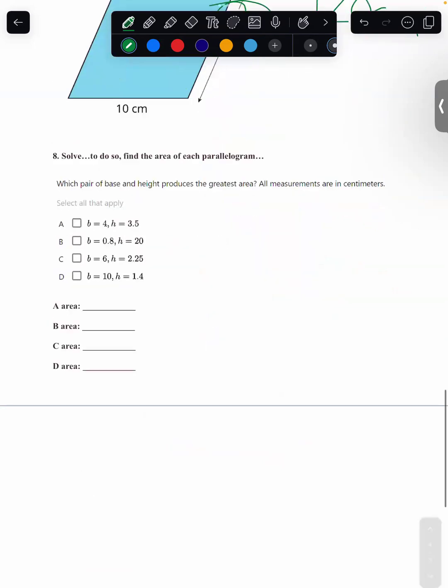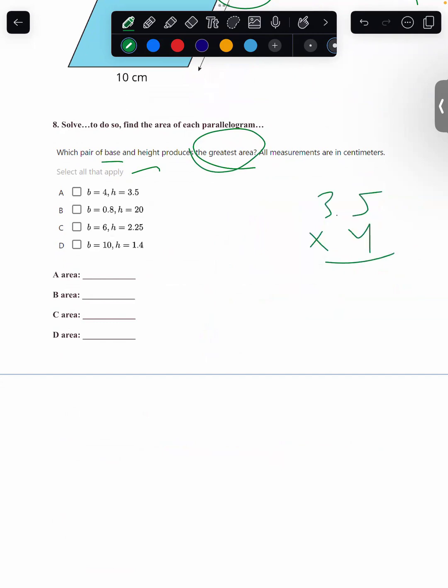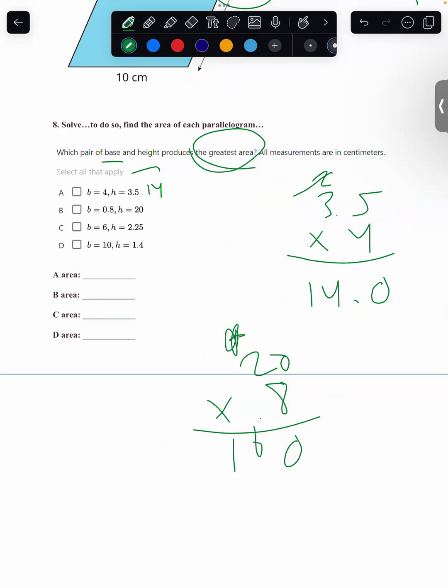Okay, and then number 8. All right, so if we have a base and a height here, which produces the greatest area, with measurements in centimeters. Okay, so here you need to do the multiplication. So 3.5 times 4. All right, so that's going to be 14. All right, then 20 times 0.8 is going to be 16. Make sure you remember the decimal multiplication rule there.